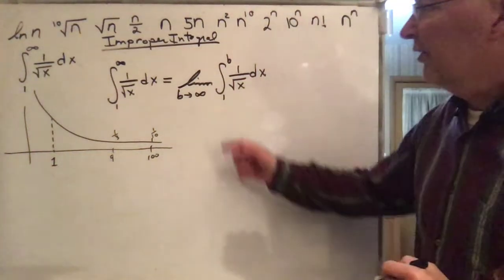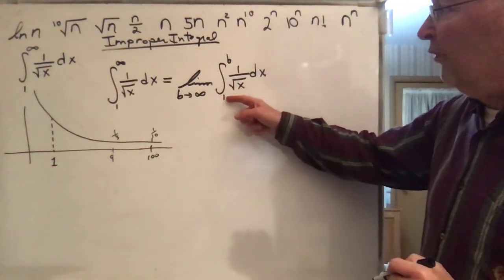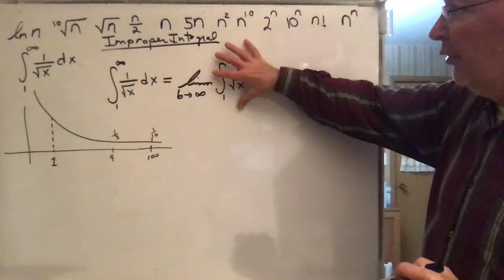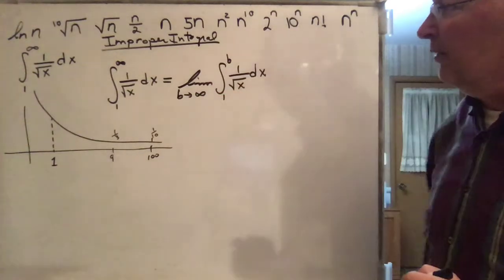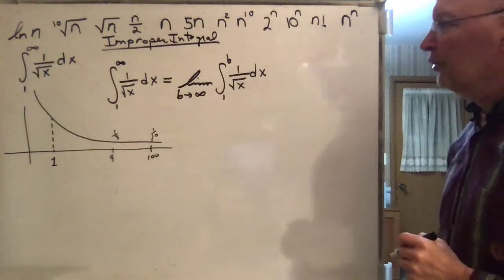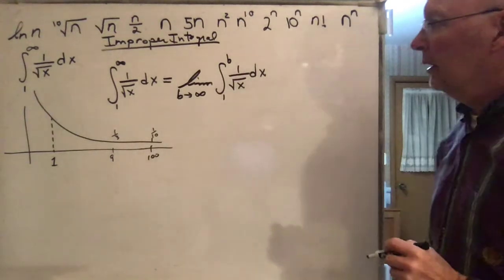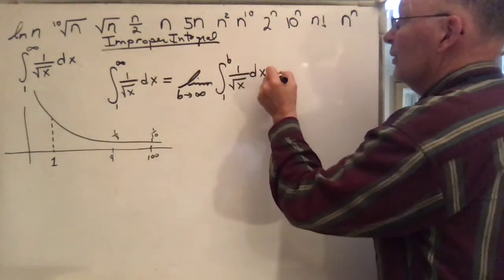Okay? You go from 1 to b, and that's legit, and then once you have that, you take the limit of that as b goes to infinity. Let's go ahead and do it, see what we get.